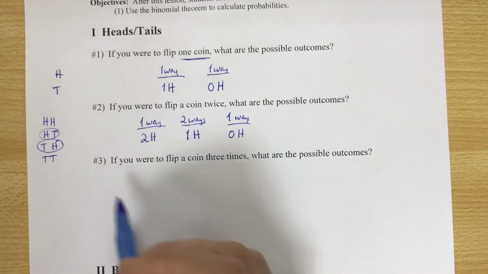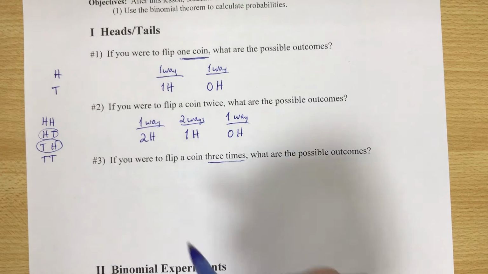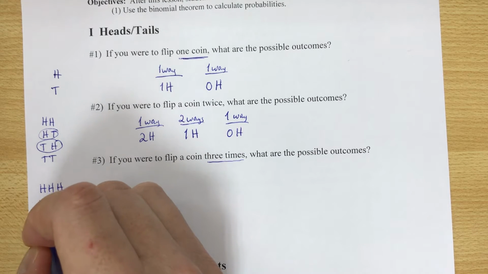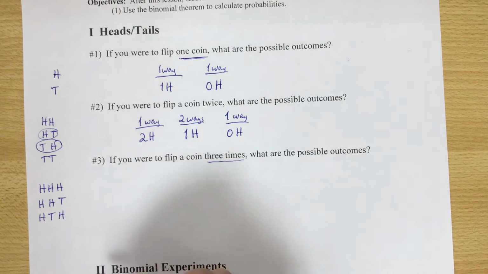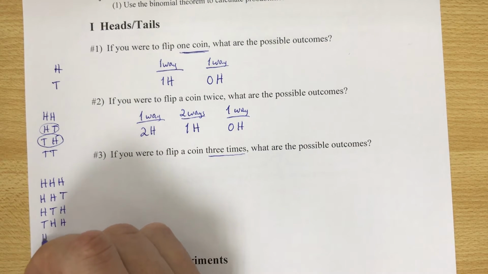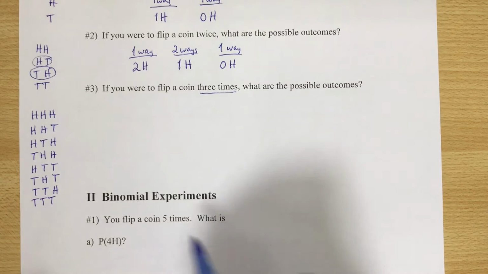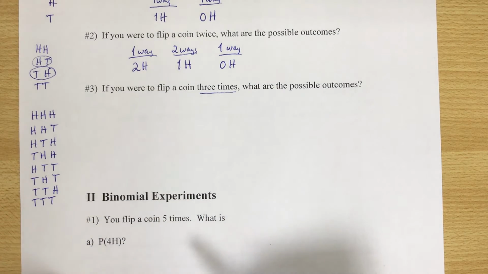All right, we'll do this one more time. If we flip the coin 3 times, what are the possible outcomes? So let's see, we could get H, H, H. We could get H, H, T. We could get H, T, H. We could get T, H, H. We could get H, T, T. We could get T, H, T. We could get T, T, H. Or we could get tails, tails, tails. 1, 2, 3, 4, 5, 6, 7, 8. Okay, so there's a total of 8 possible outcomes.